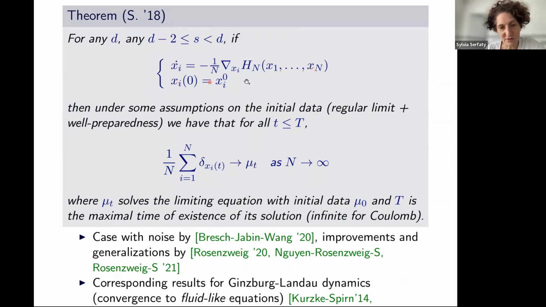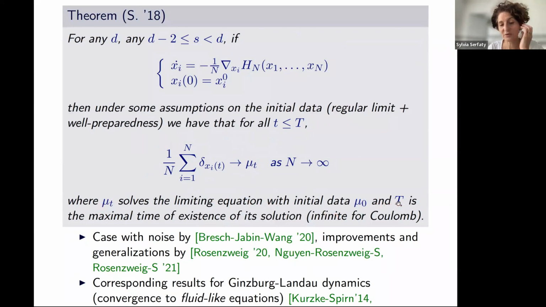You take solutions of the gradient flow system with some initial data. You have some assumptions on the initial data, which is that there is no excess of energy. The limit is regular enough. So it's a sort of well-prepared assumption. And you can show that up till a maximal time of existence of your limiting equation, you have convergence of the empirical measure to the solution of the announced equation.